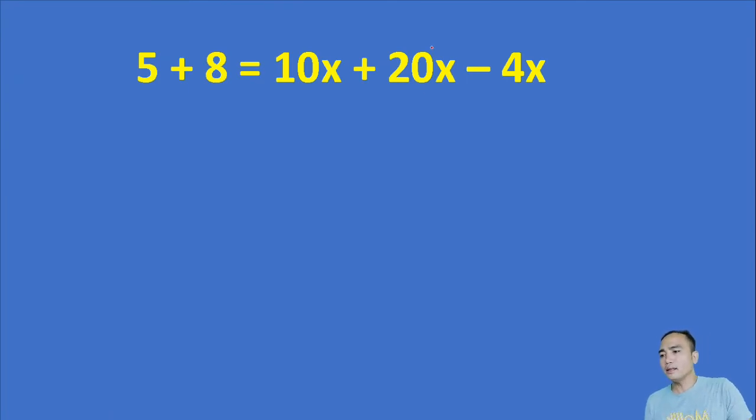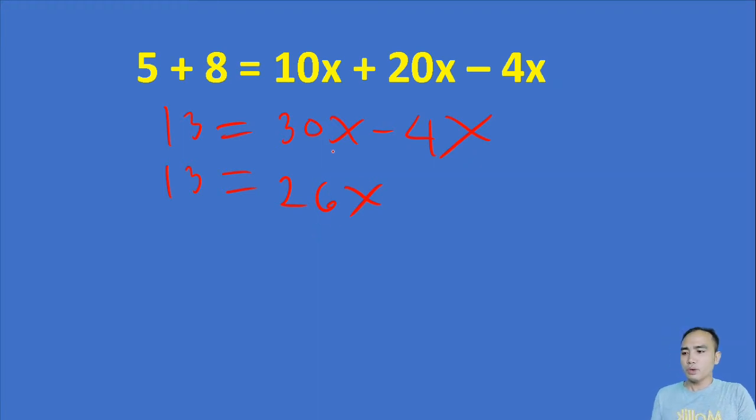5 plus 8 equals 10x plus 20x minus 4x. So we can add this. 5 plus 8 is 13 equals 10x plus 20x is 30x, and then subtract 4x. So 13 equals 30x minus 4x is 26x.